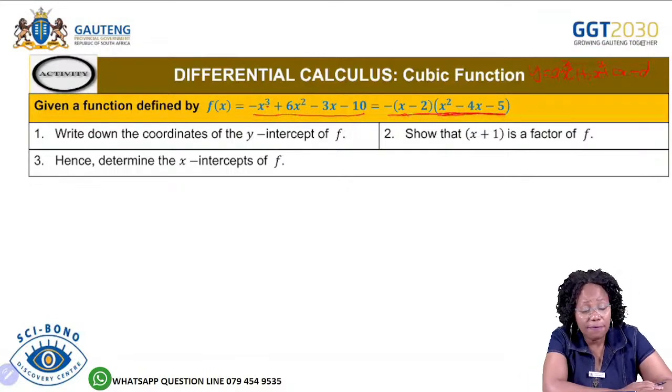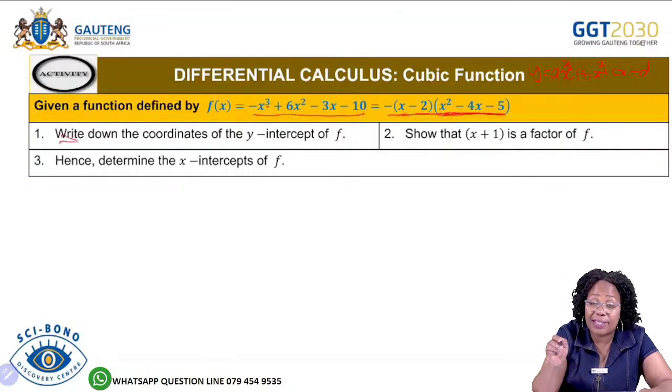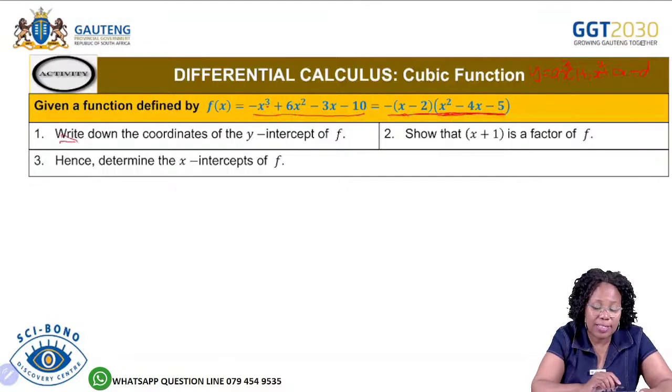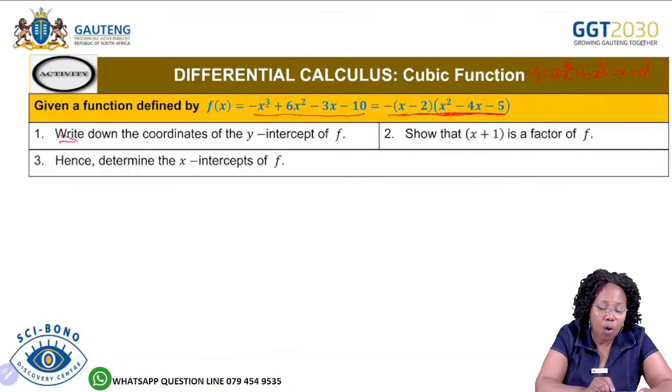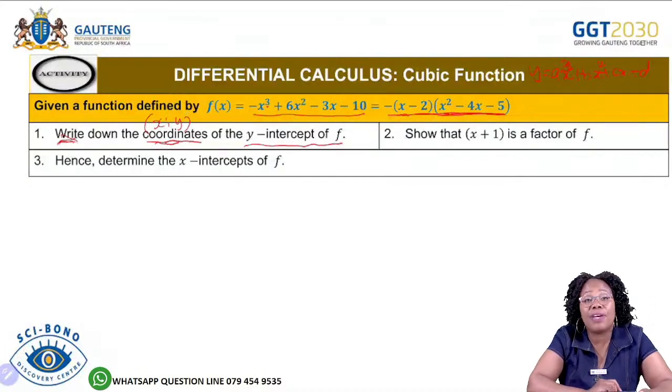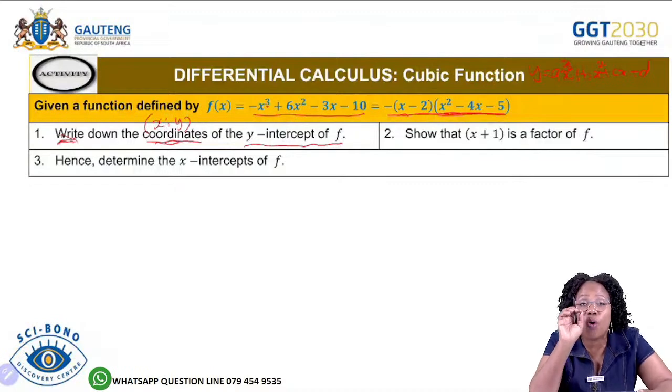Now with the first question, they say write down. The minute they say write, they mean the answer is there. You don't need to calculate anything. The answer is given to you. They say write down the coordinates. Coordinates means in the form x and y. Look for those keywords, grade 12, in order not to go wrong. We write down, that means the answer is there. What are we writing? The coordinates, that means the x and y of the y-intercept of f, in the form x and y.